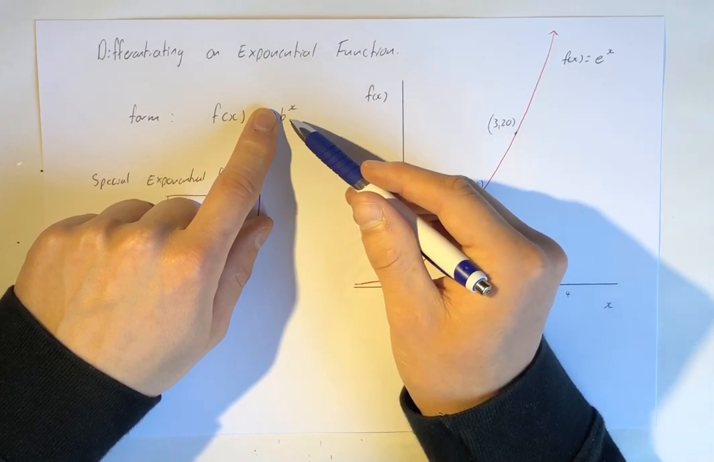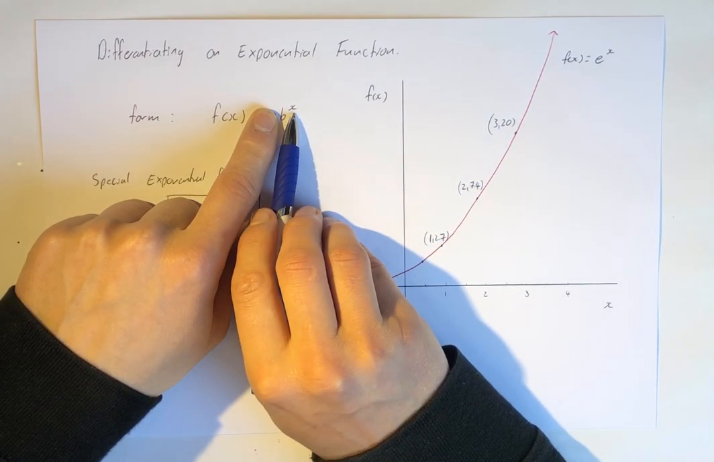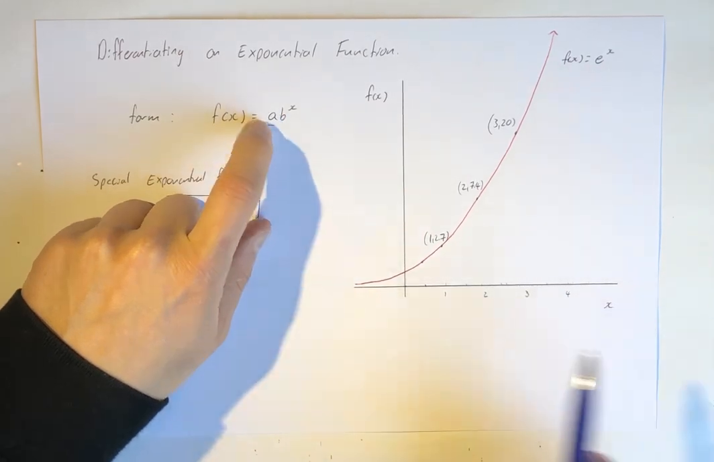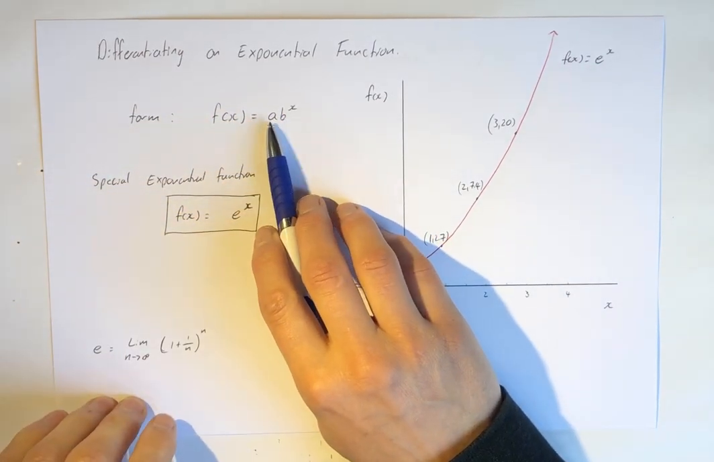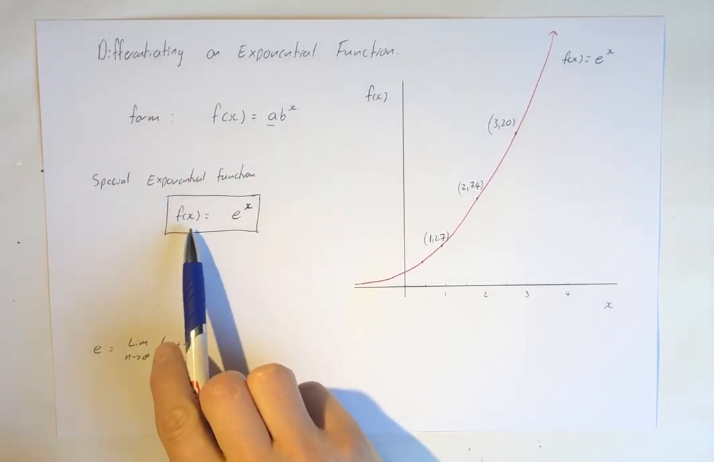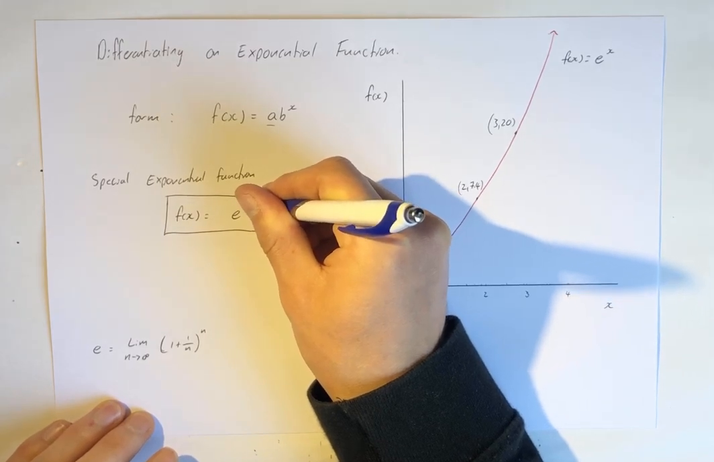And so obviously that's going to get big quick, because that power is just going to be increasing and increasing, and then we manipulate the functions with a constant out the front. But there's a special exponential function, and that is f of x is e to the x. I'm going to tell you why that's special very shortly.